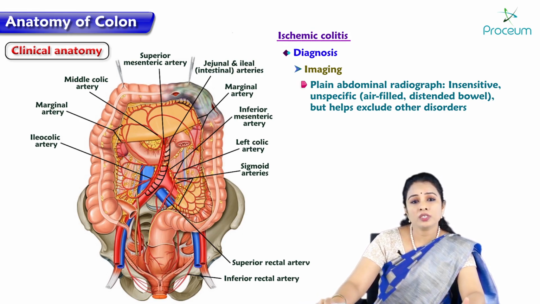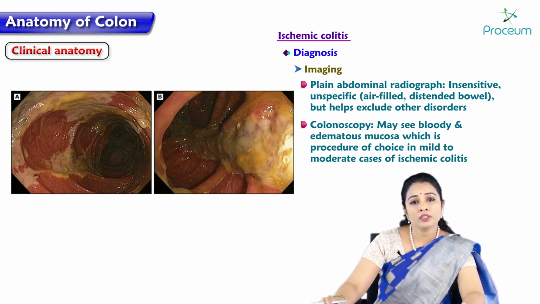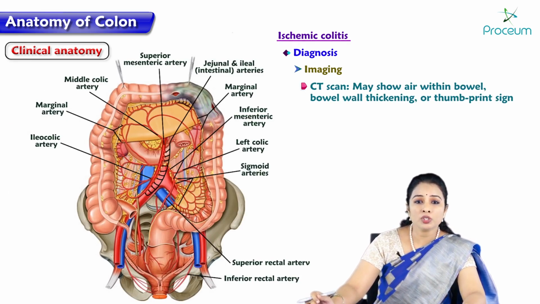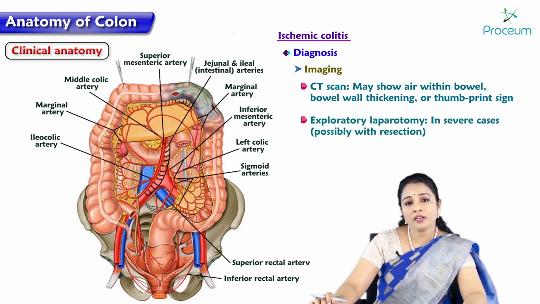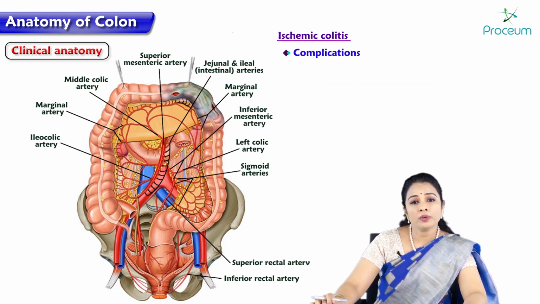The next imaging procedure is colonoscopy. It may show bloody and edematous mucosa, and is the procedure of choice in mild to moderate cases of ischemic colitis. CT scan may show air within the bowel, bowel wall thickening or the thumbprint sign. Then exploratory laparotomy in severe cases, possibly with resection.